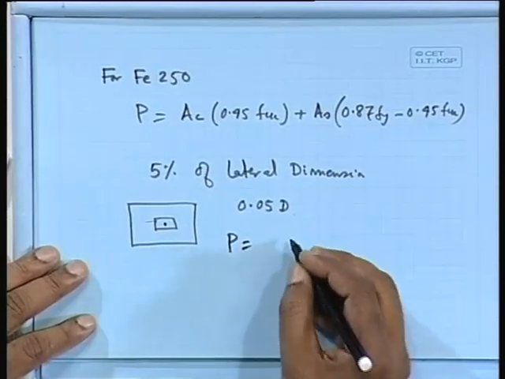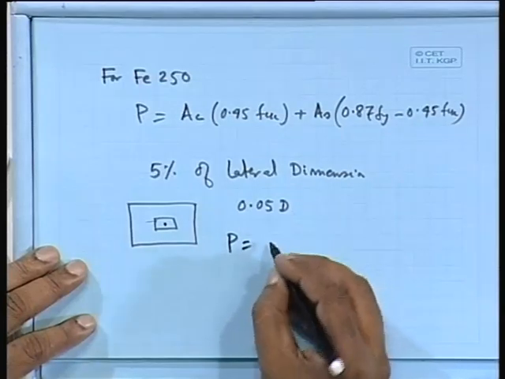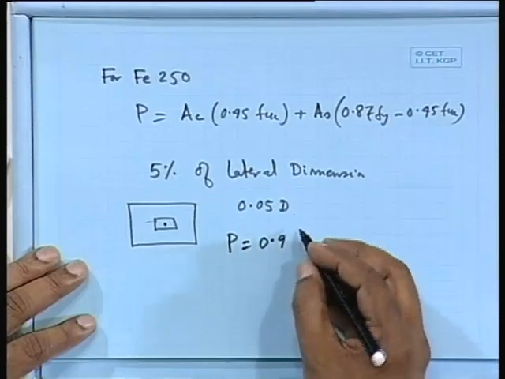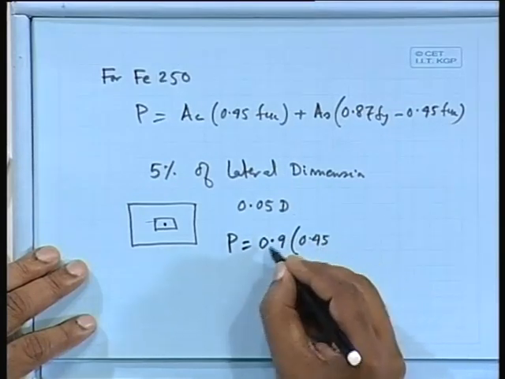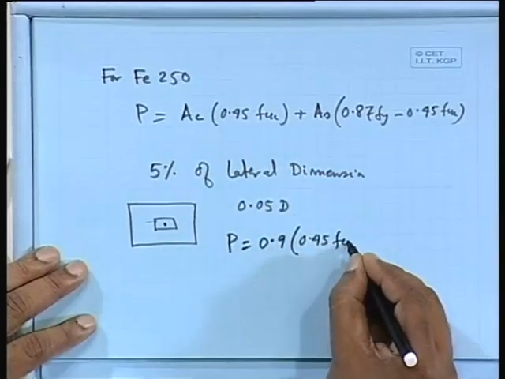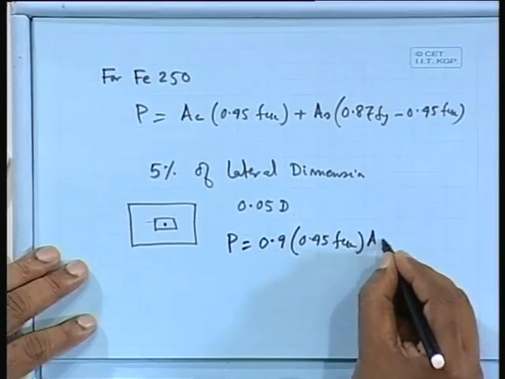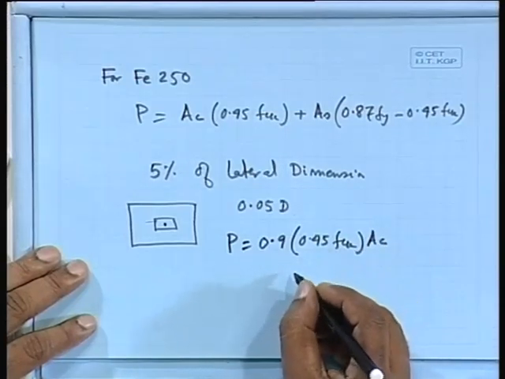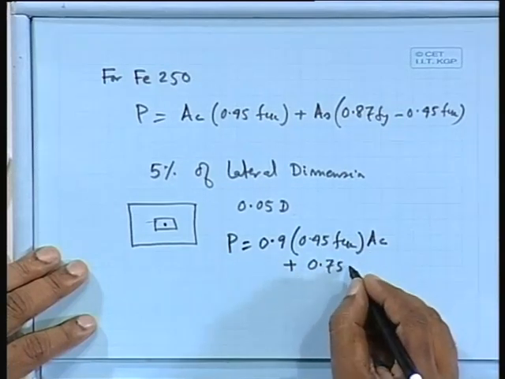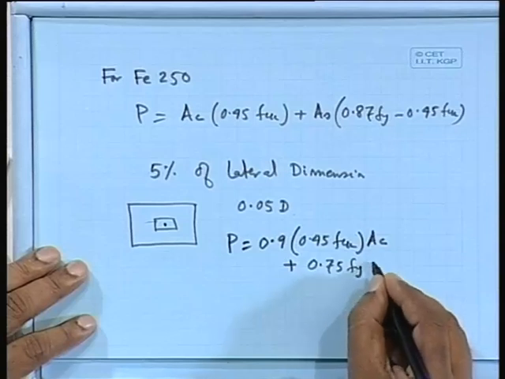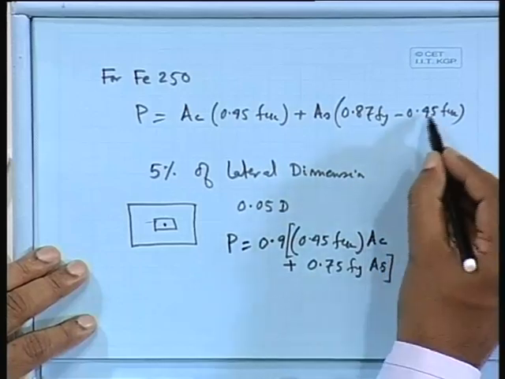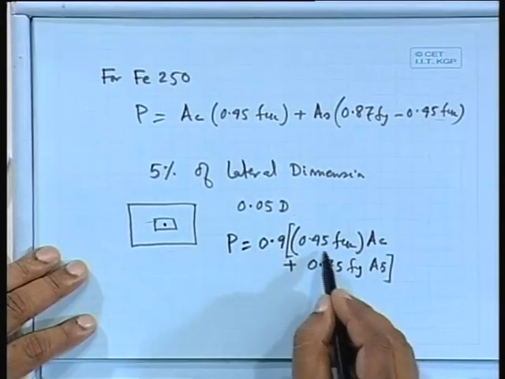So P equal to, here we can take that value as 0.9 times, we are taking 90% of the value. Because of this we are taking 90% of the value. So 0.45 FCK times AC plus, if we ignore the other value, 0.75 FYS, I mean to say if we ignore this portion, then I can get 90% of this value.